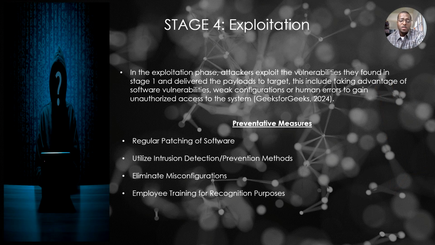Stage 4 of the cyber kill chain model is the exploitation phase. This is when the attacker takes advantage of those weaknesses that were found. And it's usually they gain access through human error. Preventative measures that organizations can take include regular patch management, utilizing intrusion detection and prevention methods, and eliminating misconfigurations, and employee training is always a plus.